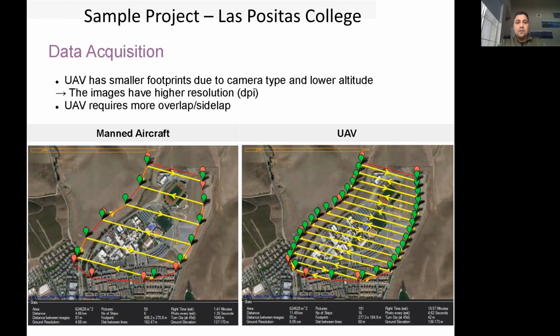The DPI thing is not necessarily important in this, but the UAS also requires more forward and side overlap, as we talked about. So here are the flight lines between the two. Here are the manned aircraft flight lines. Here are the UAV or drone flight lines. Look at how much different we're seeing these. And this is just the plan. This is just the plan out of it. But look at how much different you're seeing this.